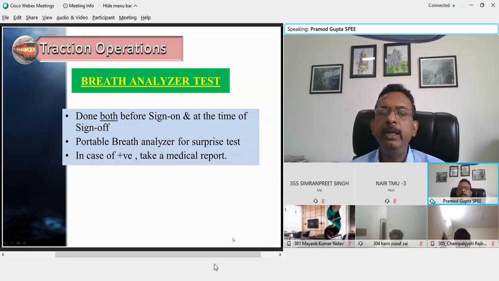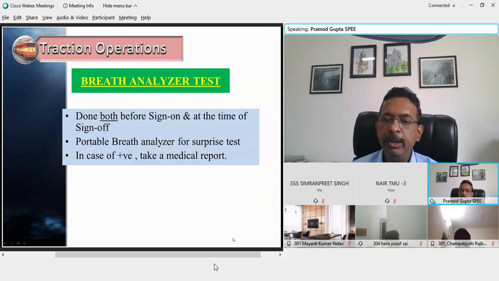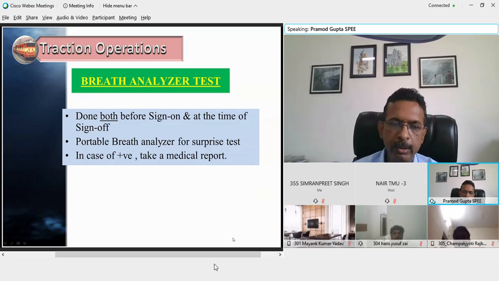We hardly find anybody who is being caught in the breath analyzer test. People have also realized that the system has become very strong and the penalty is also very strong. So people now don't take chances, and they may enjoy their hobby or their habits after the duty hours, but nobody does it during the duty hours or just prior to the start of his duty hours.